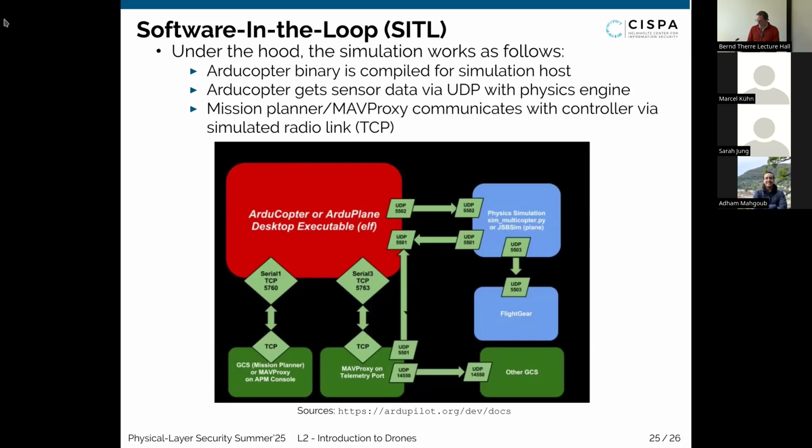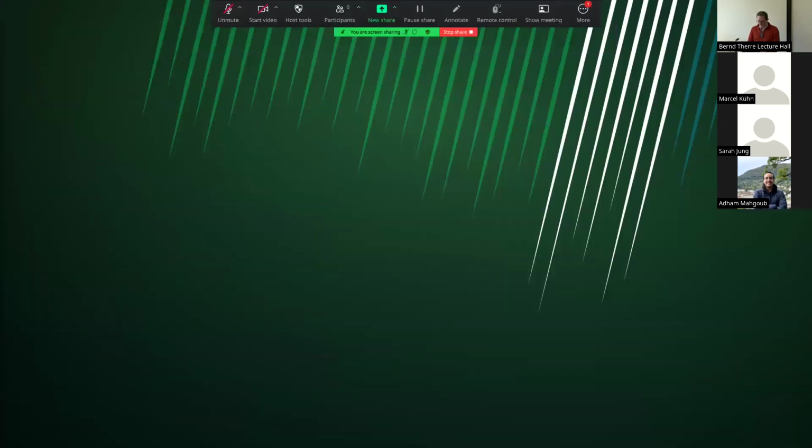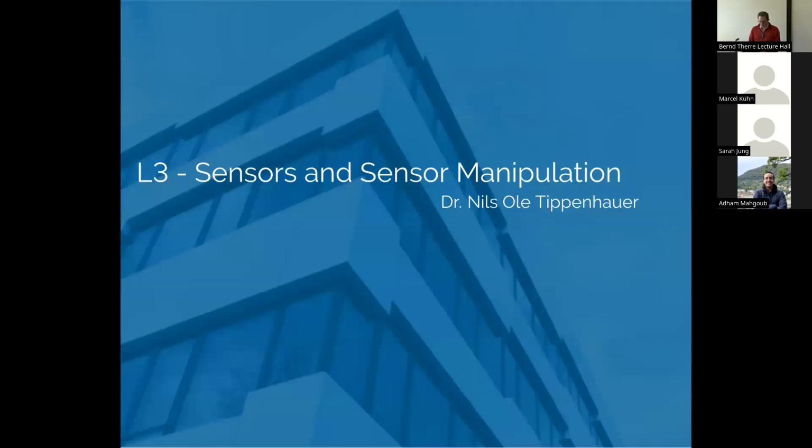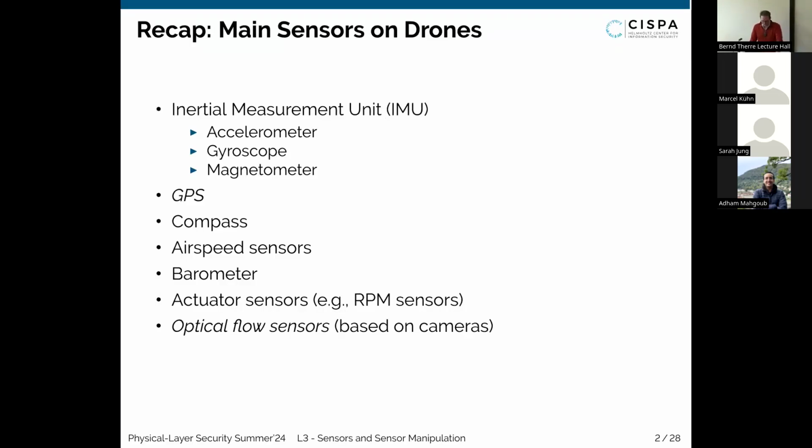Okay, very good. Then let me quickly switch to the new slide set, where we will also talk about GPS, which some of you at least asked about before. Okay, so just a recap of what we talked about in the last lecture: I started to introduce the common components of drones, and I also had a list of the main sensors that you might see on drones.